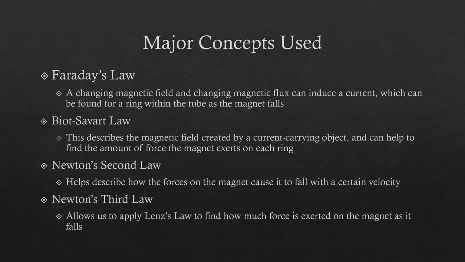Some major concepts used in this experiment. Faraday's law: a changing magnetic field and changing magnetic flux can induce a current, which can be found for a ring within the tube as the magnet falls. Biot-Savart's law describes a magnetic field created by a current-carrying object and can help define the amount of force the magnet exerts on each ring.